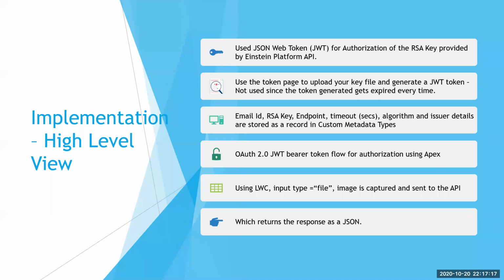But the drawback of that method is every time the token gets expired. So instead of that, I'm coding in Apex using the OAuth 2.0 JWT bearer token flow. So this is what I have used in my Apex. Also, in my custom metadata types, I have records which has email ID, RSA key, endpoints, timeout, etc. So from Apex, I can query these records and pass it to the Einstein Platform API.